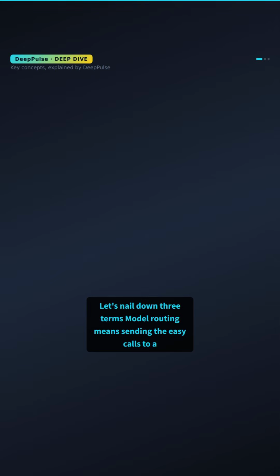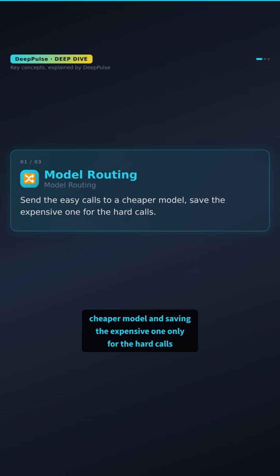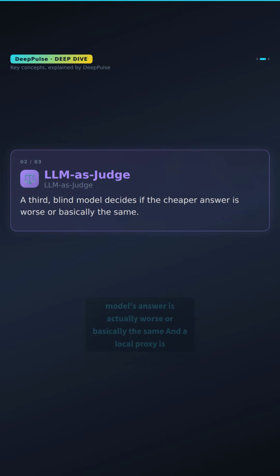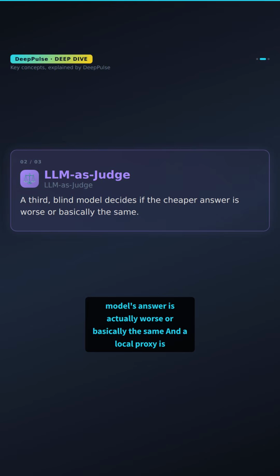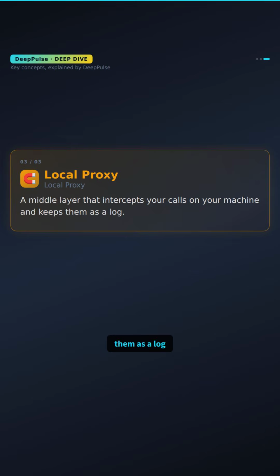Let's nail down 3 terms. Model routing means sending the easy calls to a cheaper model and saving the expensive one only for the hard calls. LLM as judge is when a third model, kept blind, decides whether the cheaper model's answer is actually worse or basically the same. And a local proxy is the middle layer that intercepts your calls on your own machine and keeps them as a log.